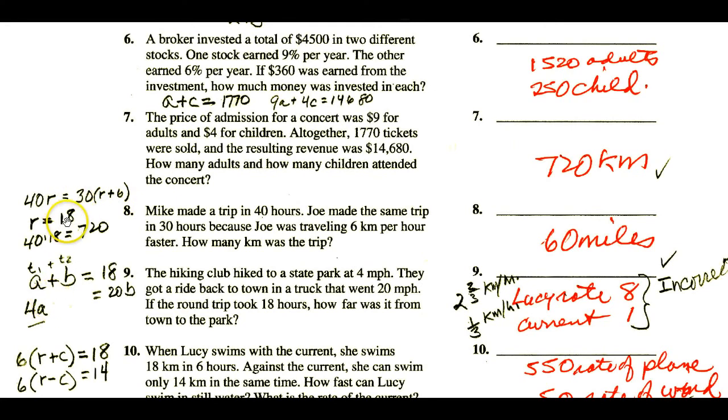Now, to find the distance, you have to take the rate times the time. That gives you the distance. So here is where your initial equation doesn't give you the answer. It gives you a piece of what will be used to get the answer.